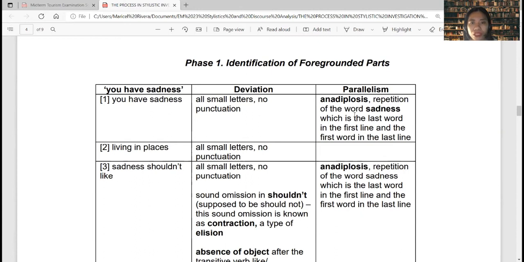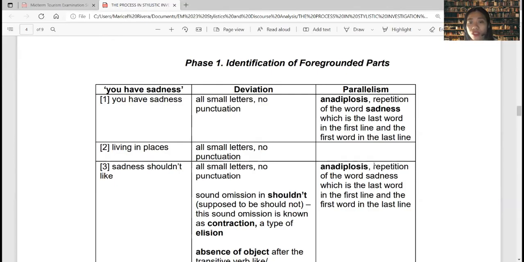Parallelism here: the repetition of the word sadness, which is the last word in the first line and the first word in the last line. It is being repeated here, because you can see it, it's a repetition. Sadness is repeated from the end of the first line to the initial position in the last line. And according to the literary devices, such repetition of a word at the last portion of the first line, then repeated at the initial position of the last line, we call it anadiplosis. So please write it down too.